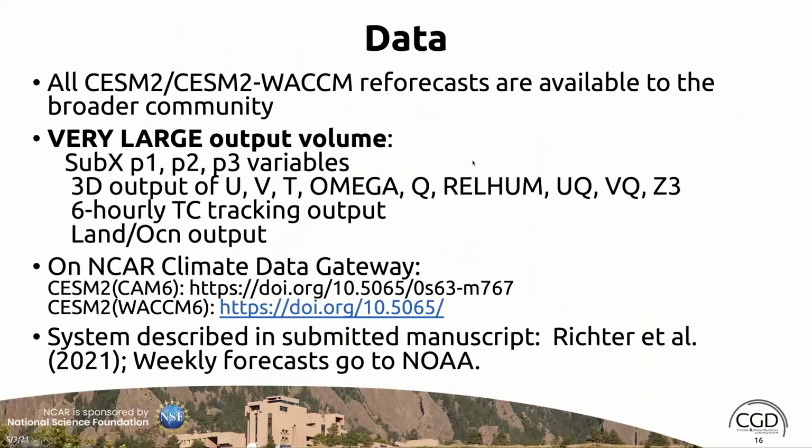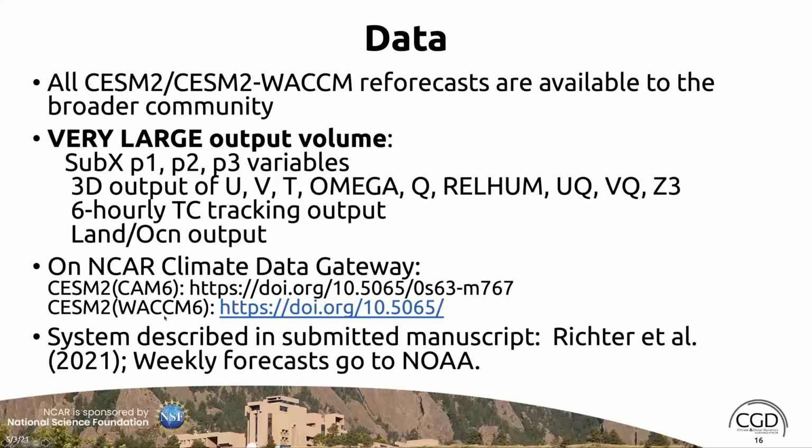So we have a lot of data available for the broader community from these two model versions. In addition to SubX P1, P2, P3, which are the priority 1, priority 2, and 3 variables, we also have full 3-dimensional output on a daily basis of U, V, T, omega, Q, relative humidity, UQ, VQ, Z3. These are just variables different researchers over time tell us that they might want to look at. We also have 6-hourly tropical cyclone tracking output. We have additional land and ocean output. It's a lot of output, and it's slowly being uploaded to the NCAR Climate Data Gateway.